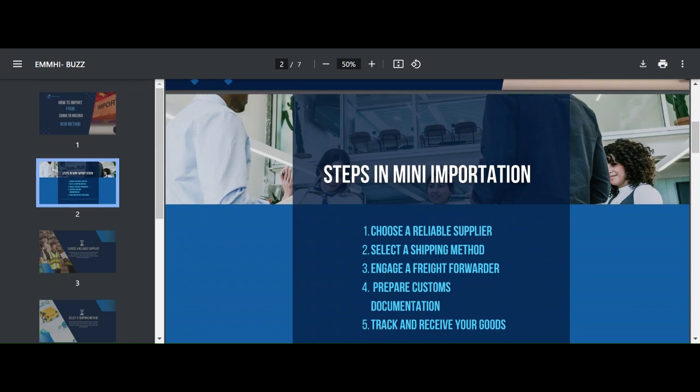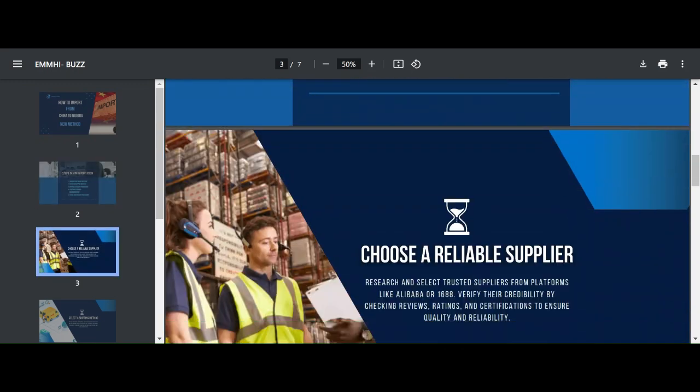So we have five steps that you must know. The first one is choose a reliable supplier, and the second one is select a shipping method. Third one, engage a freight forwarder, and fourth one, prepare customs documentation, and fifth one, last on the list, track and receive your goods.